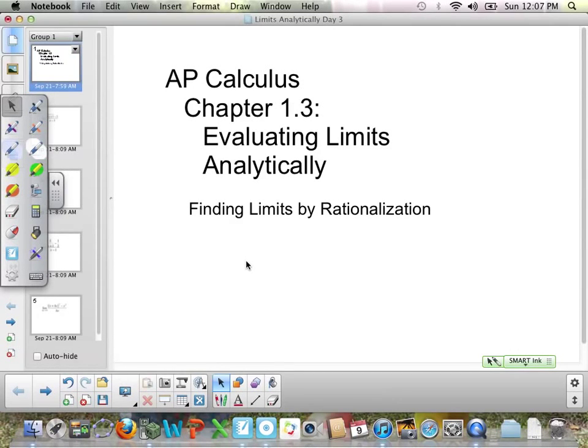Chapter 1.3, Evaluating Limits Analytically, Day 3. Yesterday, we talked about evaluating limits by factoring and canceling. Today, we're going to evaluate limits by rationalization.